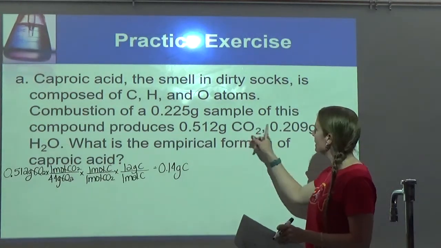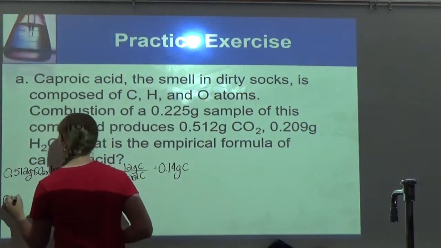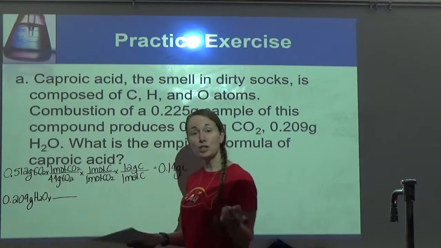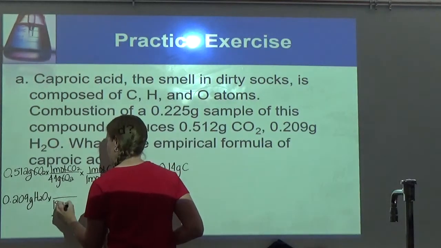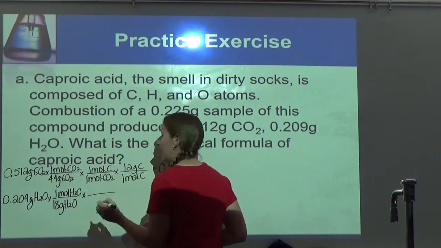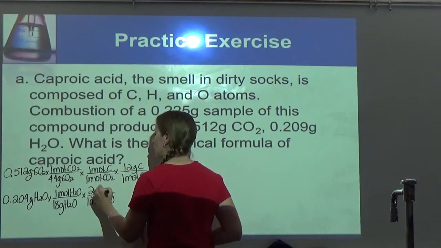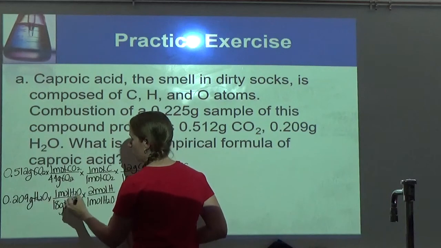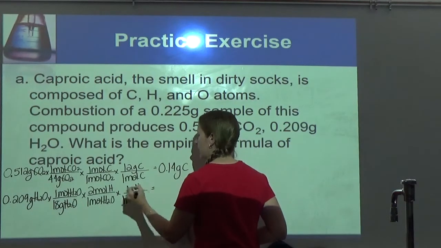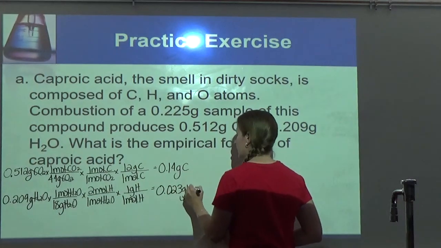All right, so next I'm going to try to pull my hydrogen out of water. So I start with my 0.209 grams of water. First step is change it to moles. So 18 grams of H2O, that's just the molar mass, equals 1 mole of H2O. Now I need to change it to just hydrogen. So 1 mole of H2O makes 2 moles of hydrogen because hydrogen has a subscript of 2. And now I need to change it to grams. So 1 mole of hydrogen is 1 gram. So once I multiply and divide all of that, I get 0.023 grams of hydrogen.